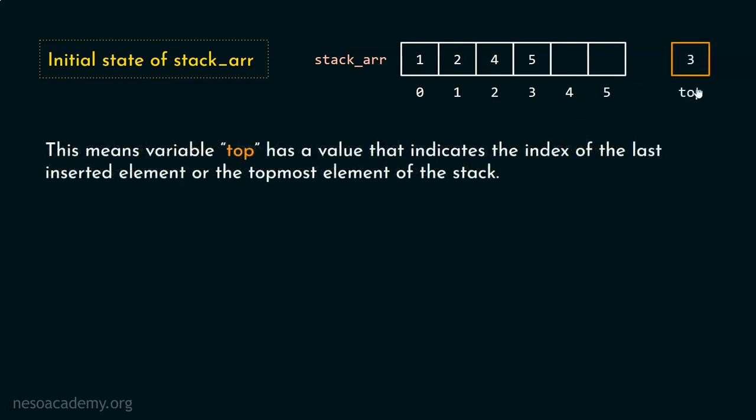Currently you can see that the top variable is holding this value 3. Obviously this indicates that the topmost element is at index 3. This means variable top has a value that indicates the index of the last inserted element or the topmost element of the stack. There is no doubt about this. If you haven't watched our previous lectures, then I would recommend watching them first. Then only you would be able to understand why this element is considered as the topmost element of the stack.